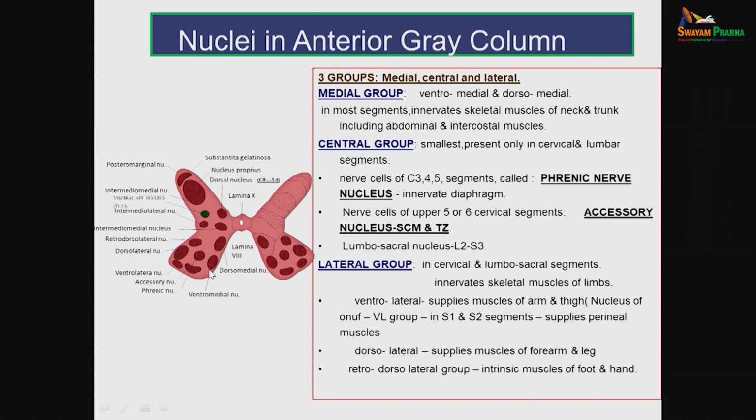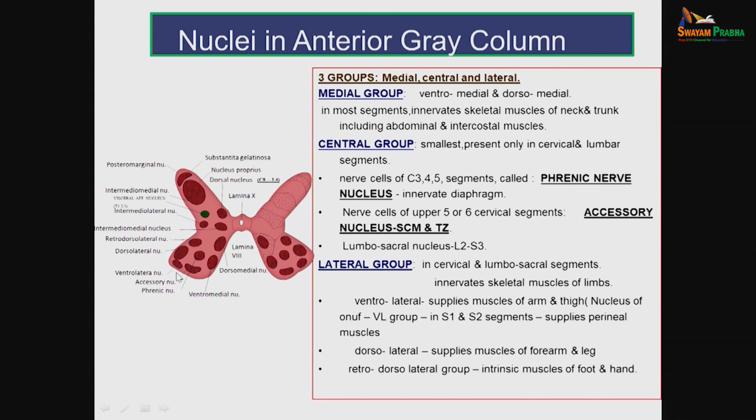So, we talked about medial group of nuclei, central group of nuclei. We are going to lateral group of nuclei. So, lateral group of nuclei are present in cervical and lumbosacral segments. Please understand, this is a very important group of nuclei which innervate the skeletal muscles of the limbs. In this itself we divided into ventrolateral, then dorsolateral, retrodorsolateral. So, three subdivisions of the lateral group of nuclei: ventrolateral, dorsolateral, retrodorsolateral.